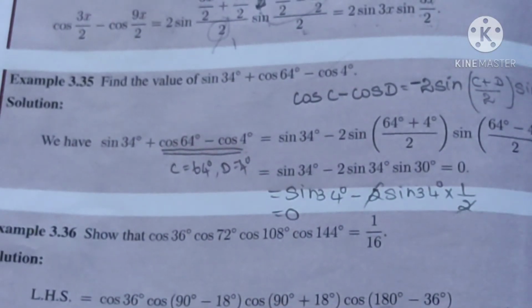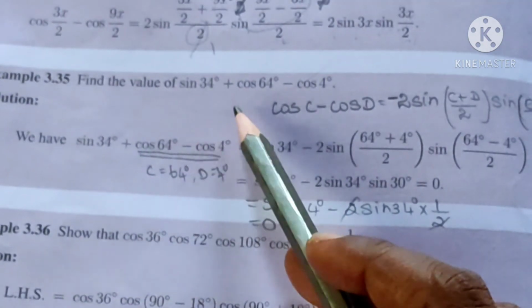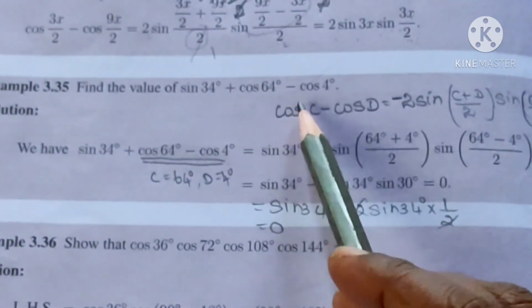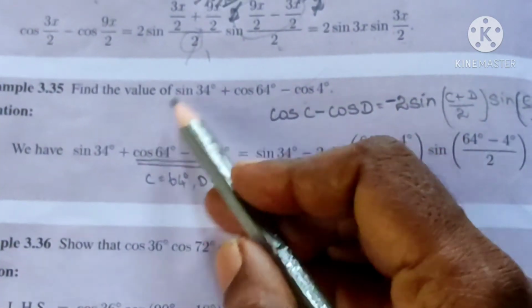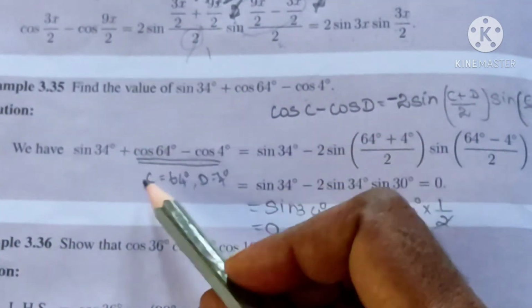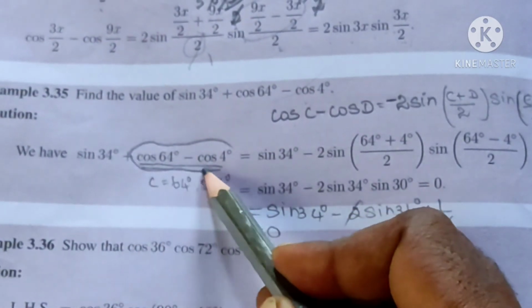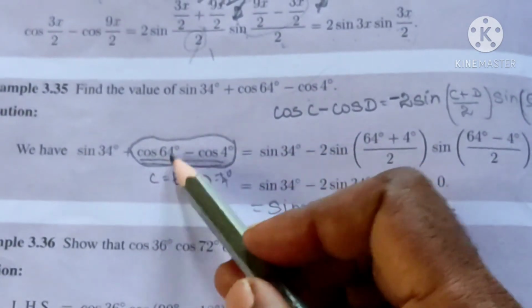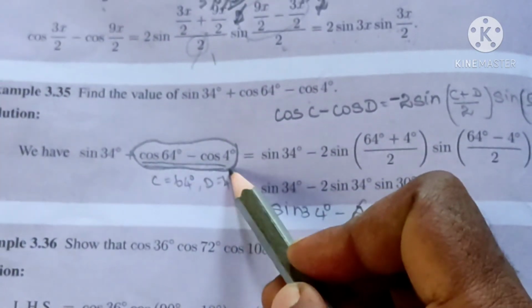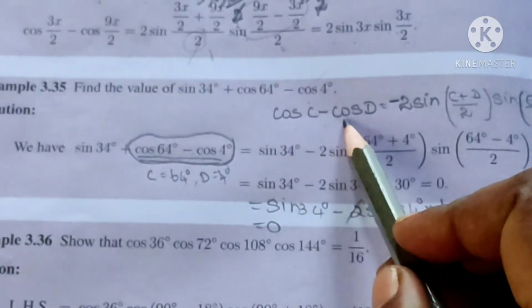Listen, example 3.35. Find the value of sine 34 degree plus cos 64 degree minus cos 4 degree. Write the given value. Use these two values. Find out the answer. Okay. Cos 64 minus cos 4 degree. This one is of the form cos c minus cos d.